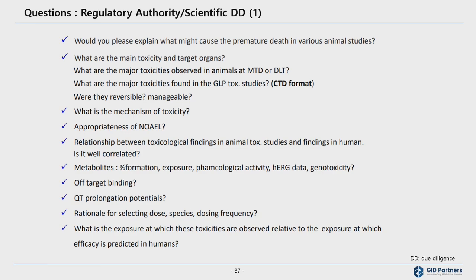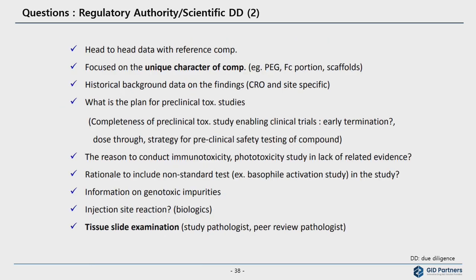And also the relationship between toxicological findings in animal toxicity studies and the findings in humans, whether there's a correlation. And so there's the general toxicity. Related to metabolites, there has to be a proven safety. And related QT prolongation potentials. So these are questions you may wonder. I mean, they're so natural, and of course they have to be satisfied. However, they do ask a lot of questions about the rationale, for instance, about the dose and about the species used. So sometimes these are very clear questions, but it's sometimes difficult to answer.